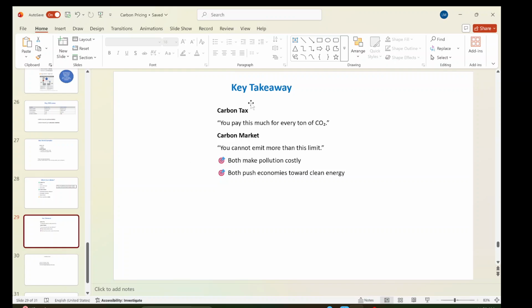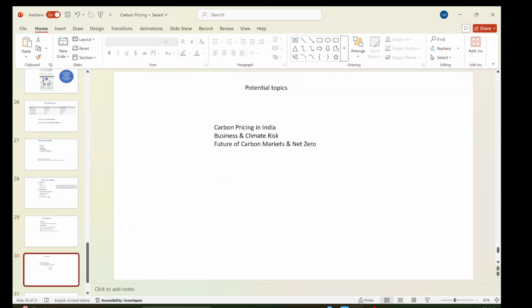So the key takeaway: with carbon tax, you pay this much for every ton of CO2. With carbon market, you cannot emit more than this limit, otherwise you have to buy allowances, right? So both make pollution costly. Both push economies towards clean energy.